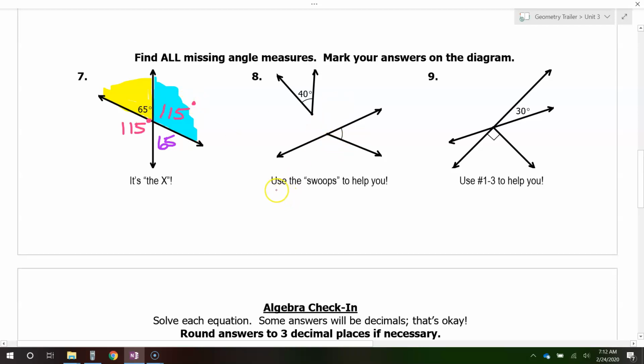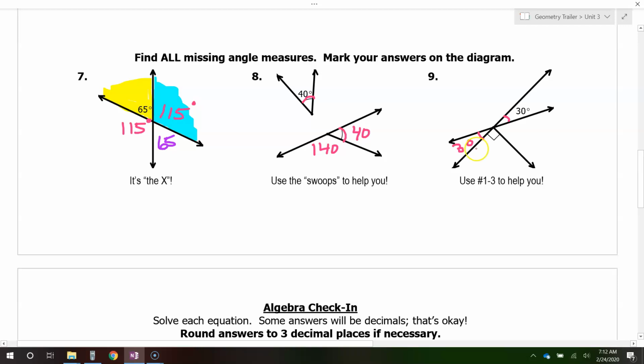All right, the swoops, man. See, we've got this mark right here and this mark right here. That means that these angles are congruent. So this must be 40 degrees. Now, clearly this is a linear pair. So these have to add up to 180. So this must be 140 because that adds up to 180. Now, in this picture, we have some vertical angles here and here. So I definitely know that this angle right here is going to be 30.